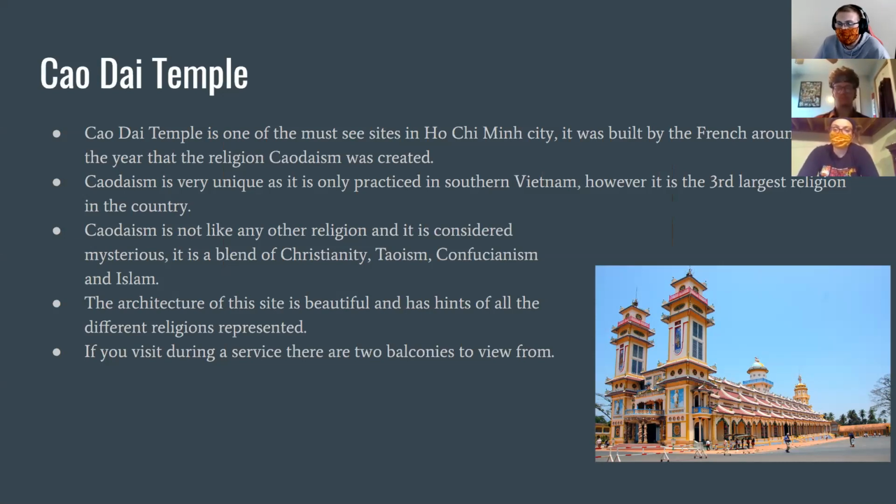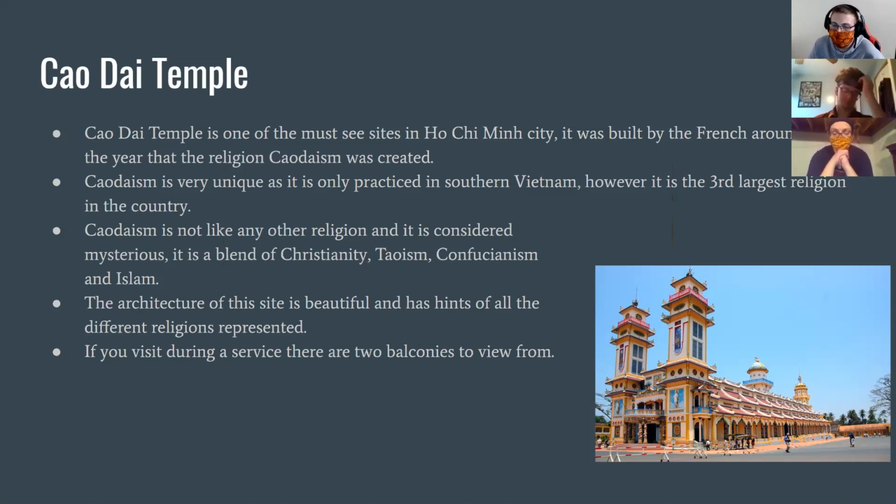The other countries where this is found are in Europe and America, where there are some Vietnamese migrant populations. It's not like any other religion. It's not like one specific religion. It kind of is a blend of a lot of different ones. Some of the blend that people talk about is Christianity, Taoism, Confucianism, and Islam. Parts of all these different religions have come together to create this one.